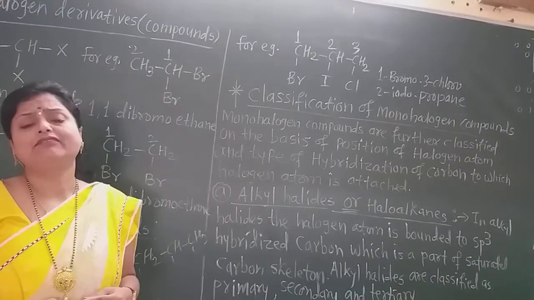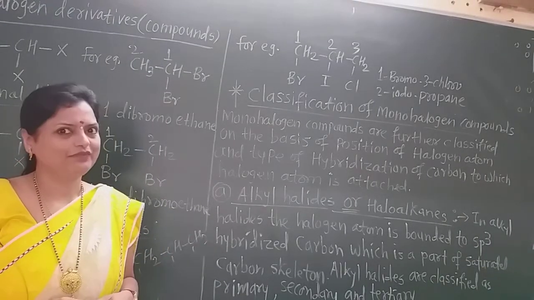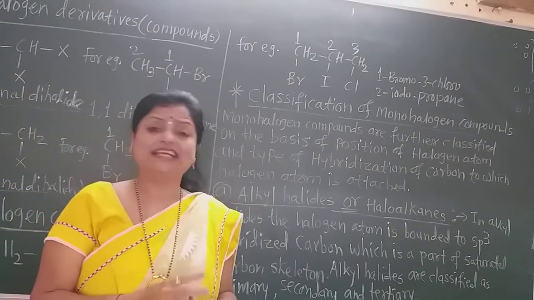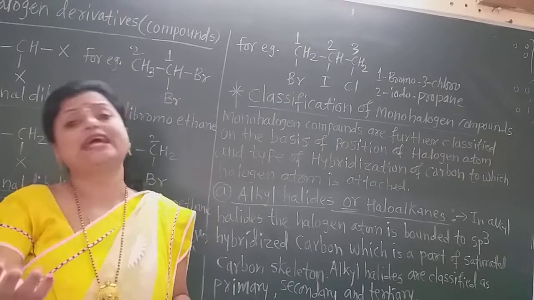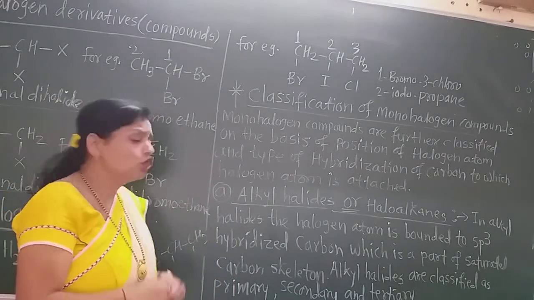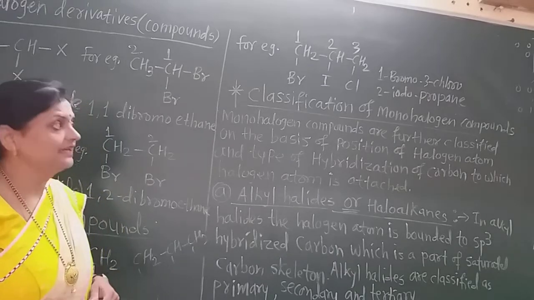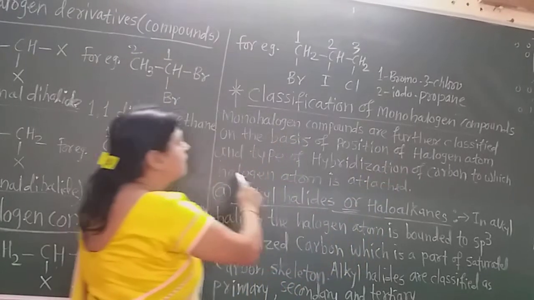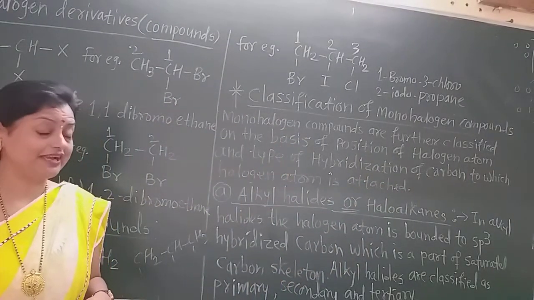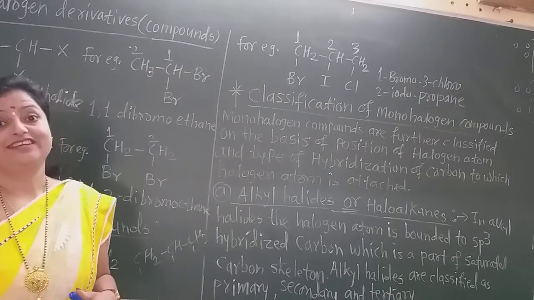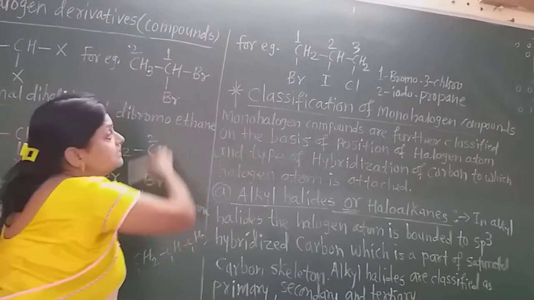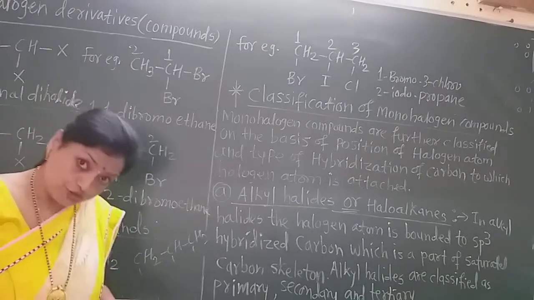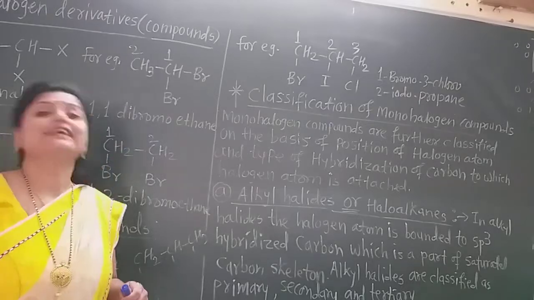Monohalogen derivatives we generally call alkyl halides, because the R group, the alkyl group, has one hydrogen less, and to that the halogen is added, so it is an alkyl halide. So let us learn the classification of alkyl halides or monohalogen compounds. Monohalogen compounds are further classified. Why the word "further"? Further means again. The classification up to this point was of the halogen derivatives. Now we have to classify the monohalogen derivatives.